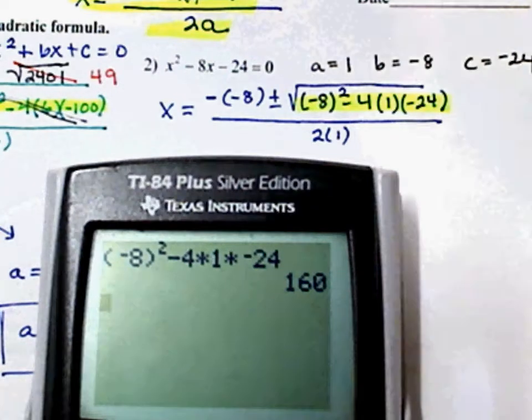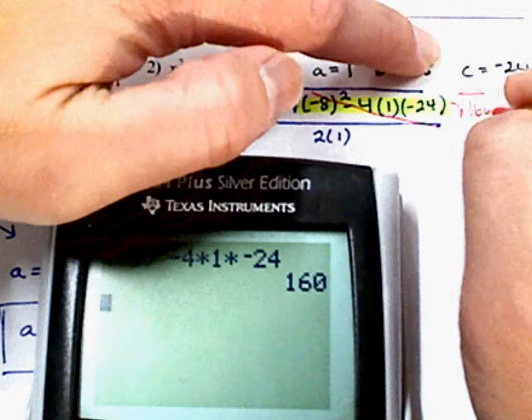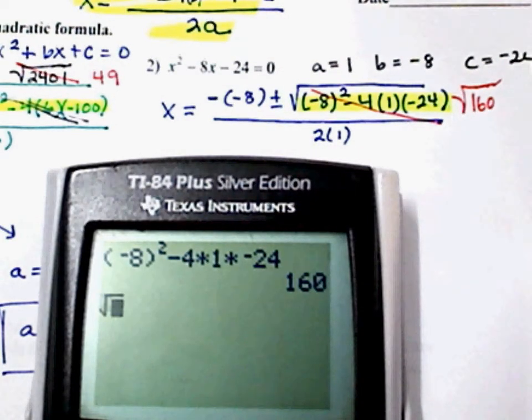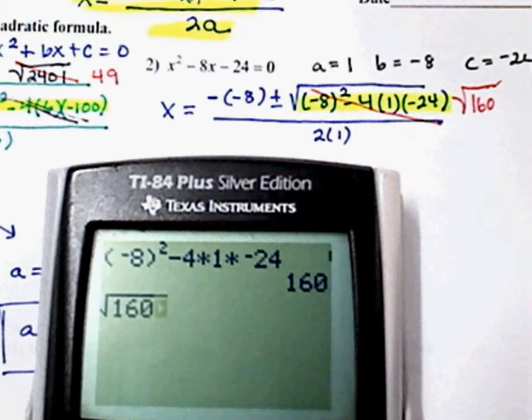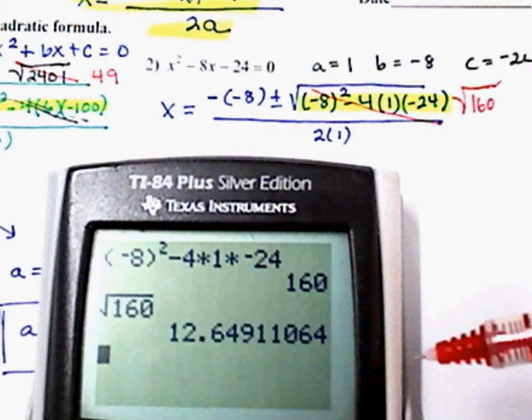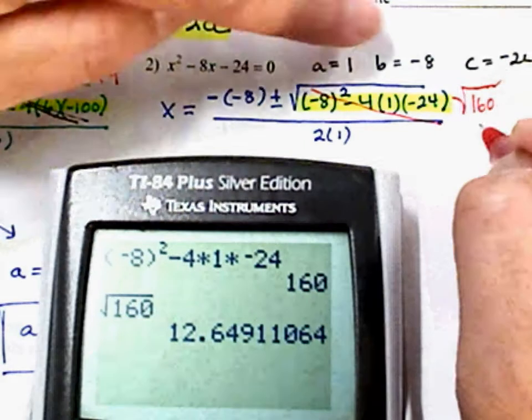So I'm going to mark this off. I'm going to write square root of 160. Take a square root of 160. Notice how you get a decimal. If it's a decimal, you're going to have to do your tree. It's not a perfect number, so you're going to have to do the tree.